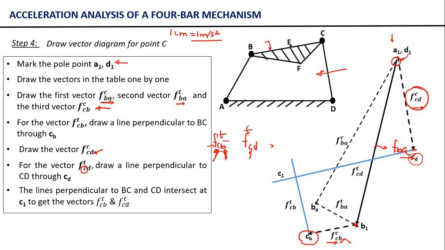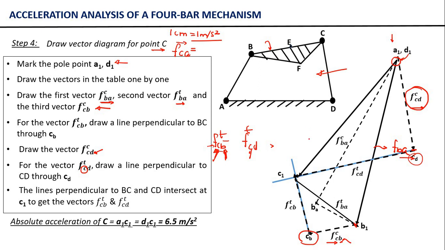Once you get the intersection point, it becomes very easy to calculate the linear acceleration of point C. If you remember, that was our objective, to calculate the linear acceleration of point C, which is given by the FCA vector. To calculate this FCA vector, you simply join this A1C1 line, measure its length, and this is going to give you 6.5 centimeter, that is equal to 6.5 meter per second square. So this is very easy.